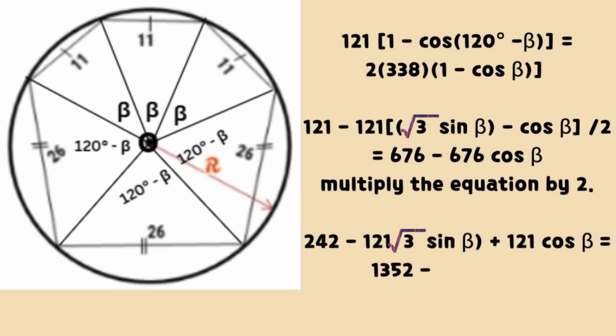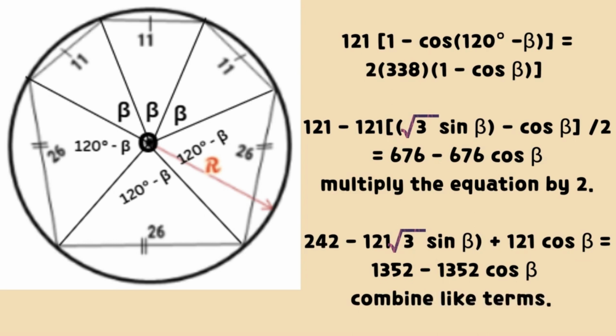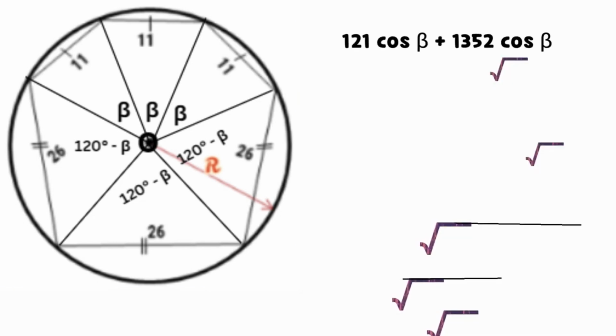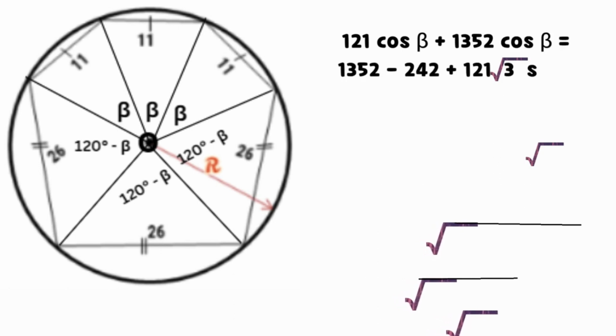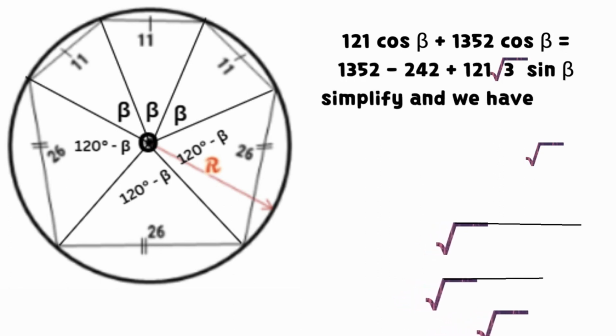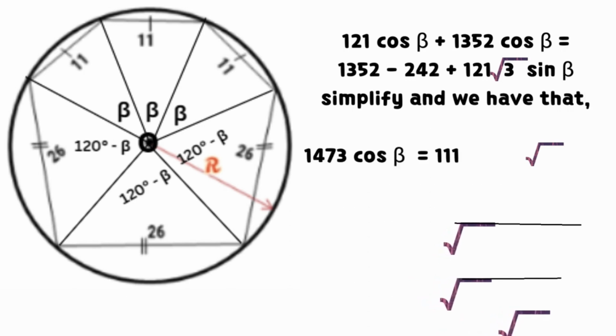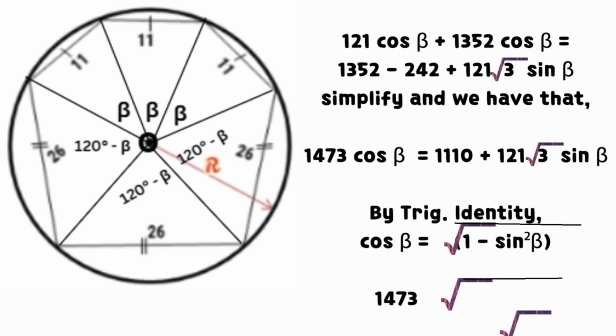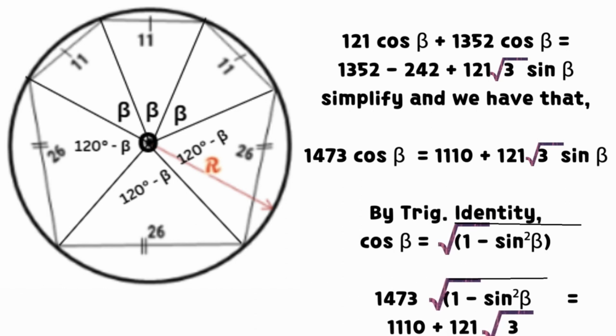Combine like terms. After combining like terms, we simplify the result to have that 1473 multiplied by cosine beta equals the sum of 1110 and the product of 121, the square root of 3 and sine of beta. Using a trigonometry identity, we convert cosine beta to sine beta and substitute in the last equation obtained for cosine beta as shown on the screen.